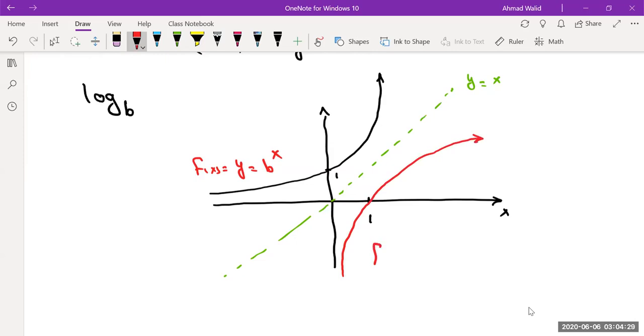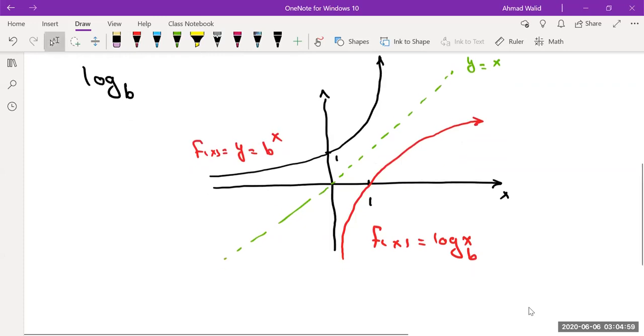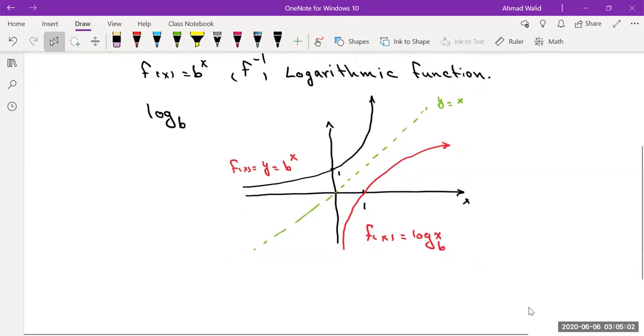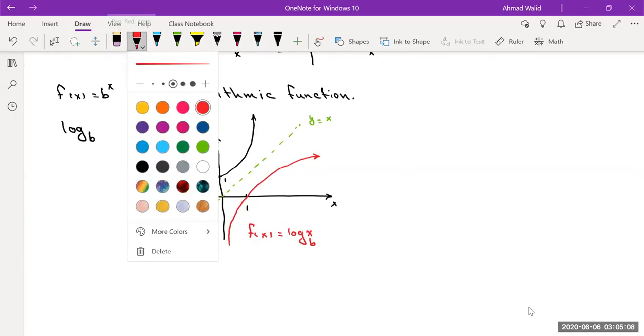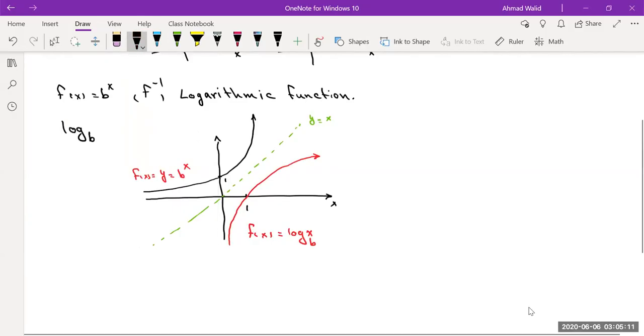The red graph, f of x equals log of x base b, or y equals log of x base b. In this graph, clearly you can see that a logarithmic function is the inverse of the exponential function. When you see this graph, it's really easy to talk about the domain and range of logarithmic functions, correct?